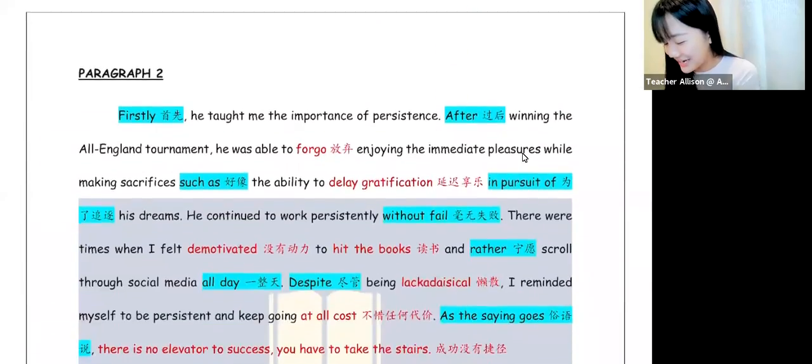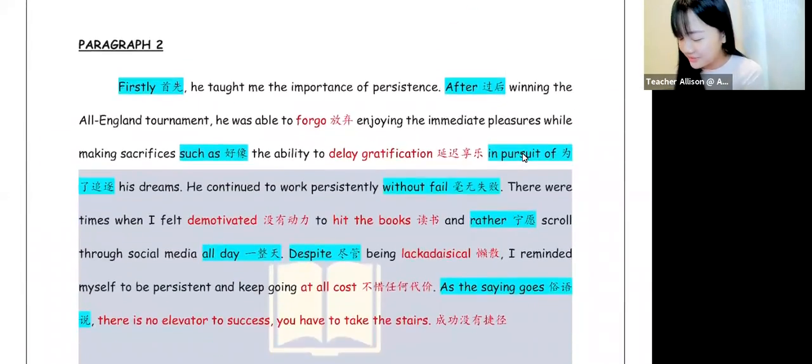We are moving on to the second paragraph. Like I mentioned just now, guys, when you are writing paragraph 2, you must write about the trait that you want to copy, and you must give some examples. As you can see here, I have a linker right here.